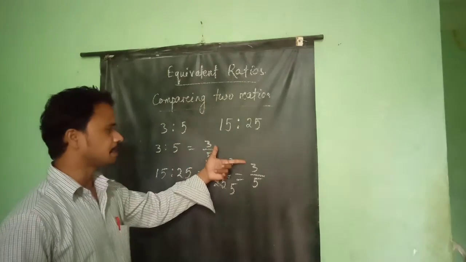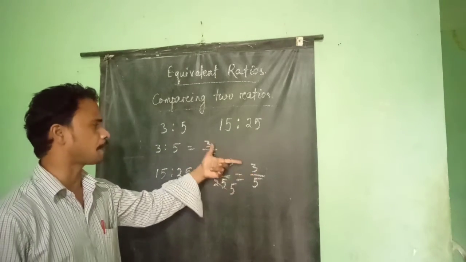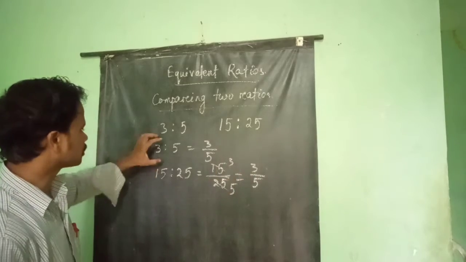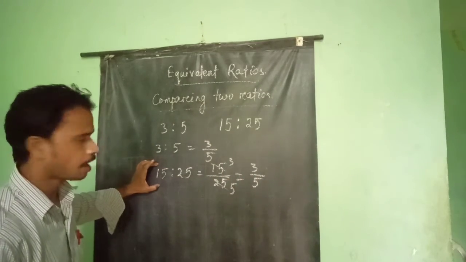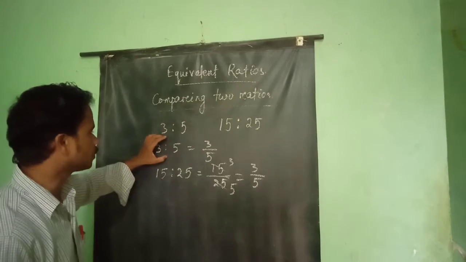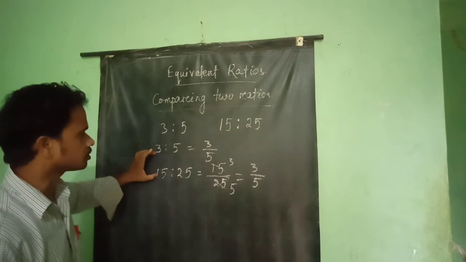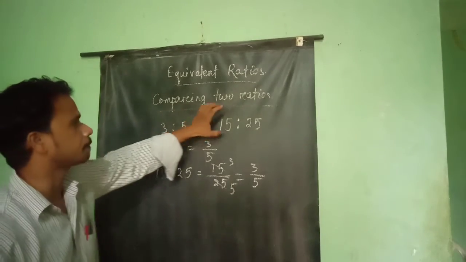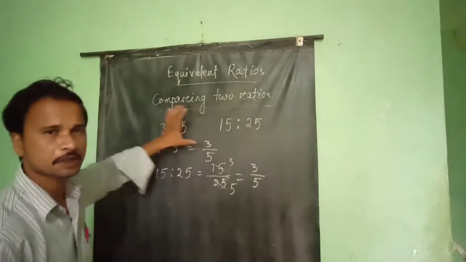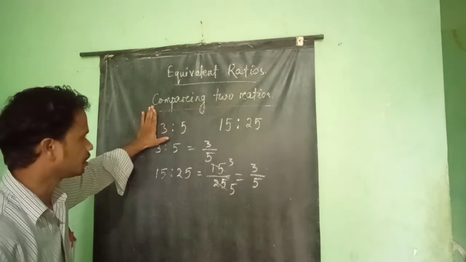So you can say 3/5 and 3/5, these are equal. So 3:5 and 15:25 are also equal. And we can say the ratios are equivalent. So 3:5 and 15:25 are equivalent. Clear?